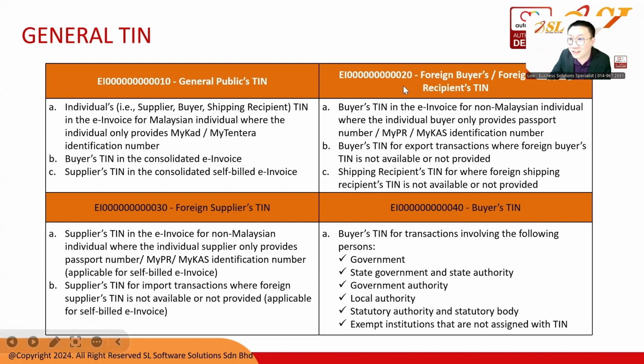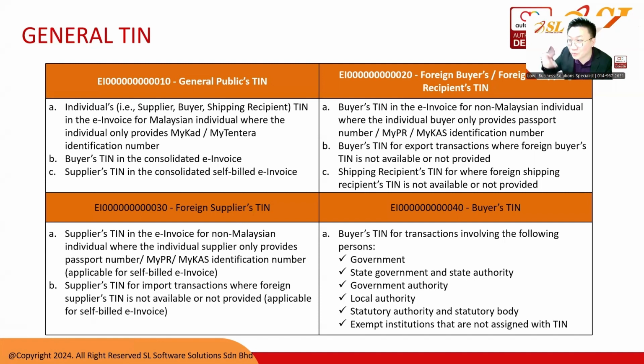And also the foreign buyers. If you export overseas, the customer won't register their tax number in Malaysia, so it is not possible for them to provide you the tax number. That's why the tax number generally used is EI 00020. This is the general number for export business. For import business, EI 00030. And the last one is for some government departments, EI 00040.